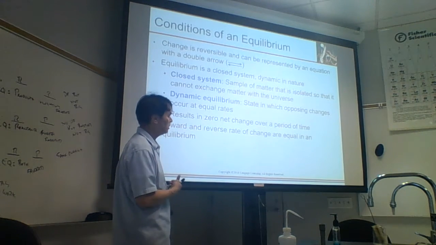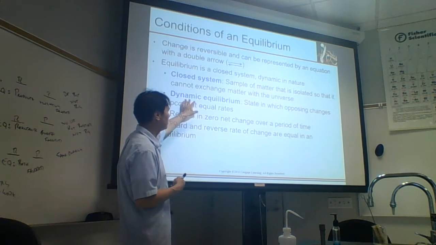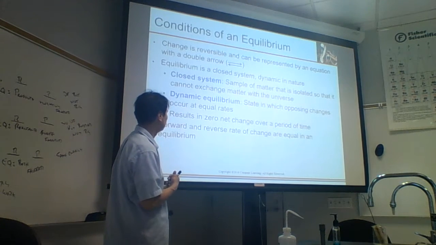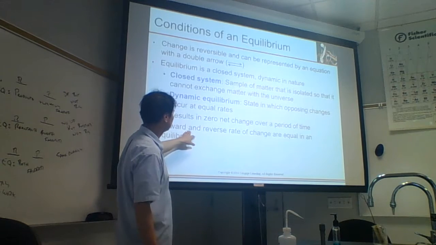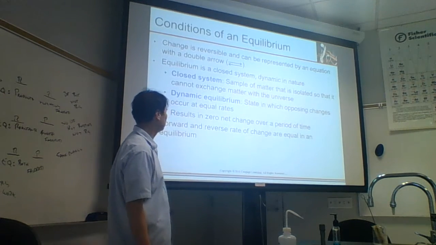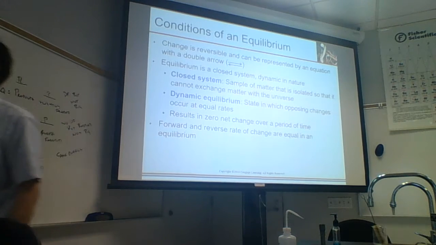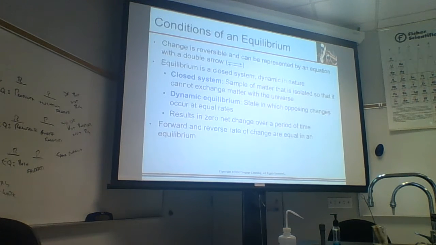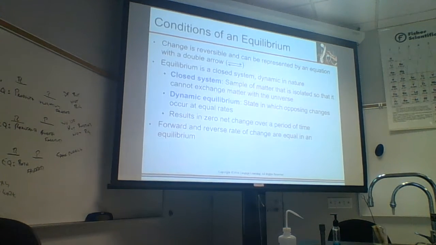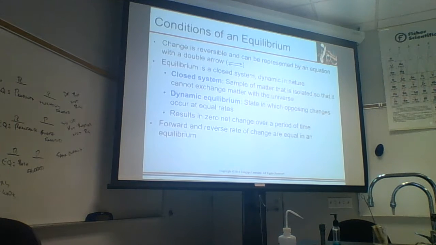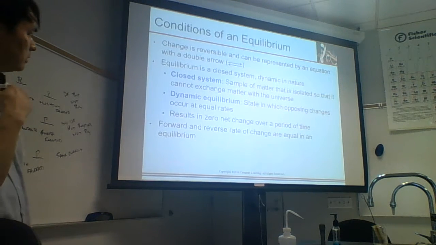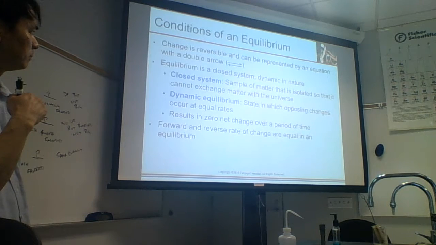If we look at the particulate level, things are always reacting. That's what they mean here. Forward and reverse rates of change are equal in an equilibrium. That is, for every water molecule that moves right, one water molecule moves left. So we have a state of dynamic equilibrium.